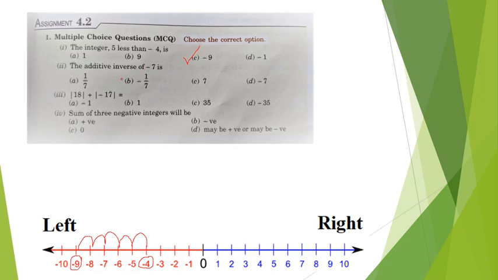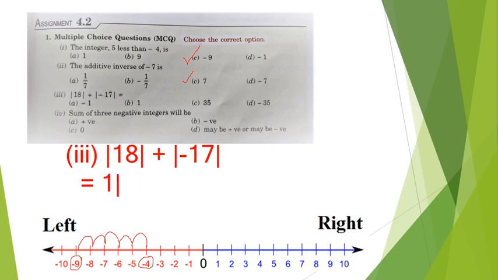C is our answer. The additive inverse of -7 is +7. Question number 3. Absolute value of +18 and I have to add it with this. How will we do it? The absolute value of +18 is +18 itself and the absolute value of -17 is 17. So 18 plus 17 is what? It is 35. So my answer C is correct.